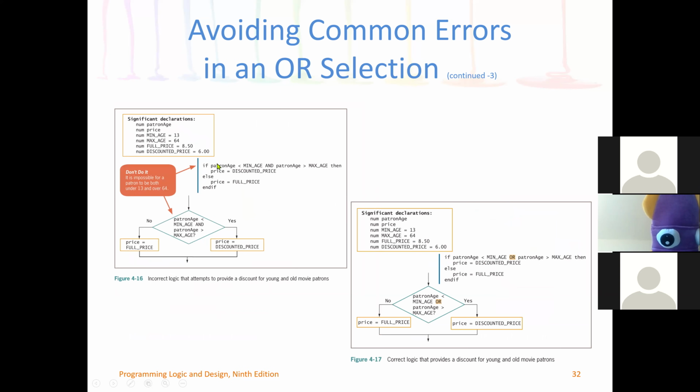So the same idea here. We say if the patron age is less than minimum age and the patron age is greater than maximum age, then the price is discounted price, else it's full price. So here we are trying to say that if the age is less than minimum age and also greater than maximum age, then we give it some discount price. If both conditions or even one of them is true, then we have to execute the else section.